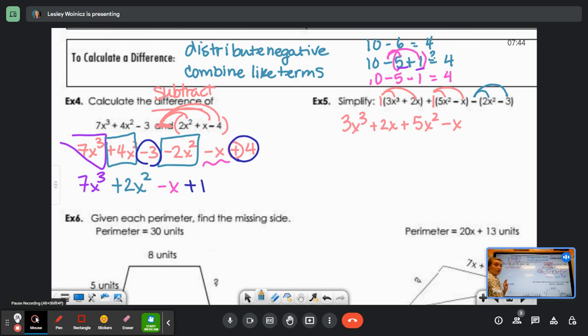Now I'm going to distribute my negative. It's a negative 1 if you like to think of it as negative 1. It'll be negative 2x squared, and then a negative times a negative makes a positive 3.